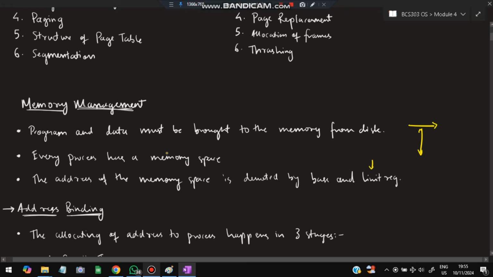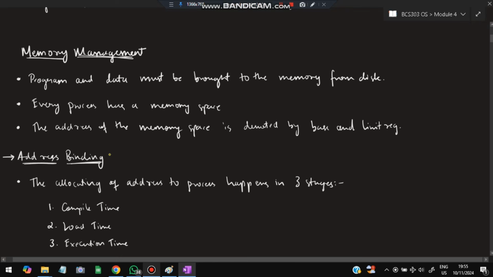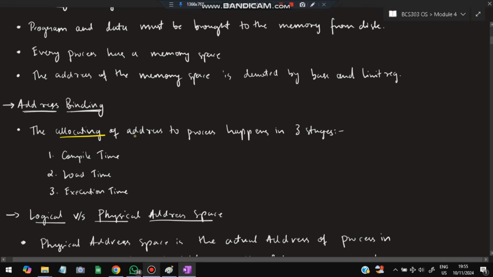We have some concepts here, for example, the first one is address binding. Whenever a process is brought into the memory, we have to store that process in some space. That is called the address of the memory. Address binding is allocating the address to the process. It happens in three stages. If we do it at compile time, it is known as address binding at compile time. We can do it at load time, when the program is loading, or we can do it during the execution time.